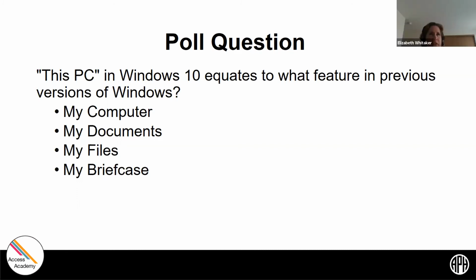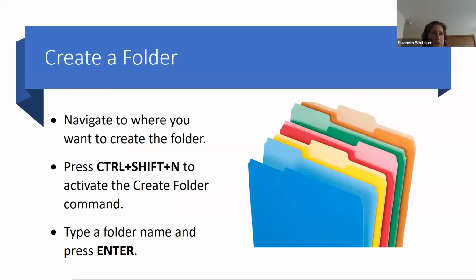All right, let's talk about creating a folder. There are multiple ways to do things in Windows, of course, but I just want to show you a really quick, easy way to create a folder. You navigate to where you want to create the folder, and then you press the keyboard command Control Shift and the letter N, November: Control Shift N to activate the Create Folder command. Type your folder name and then press Enter. So let me go over here and share my screen once again.